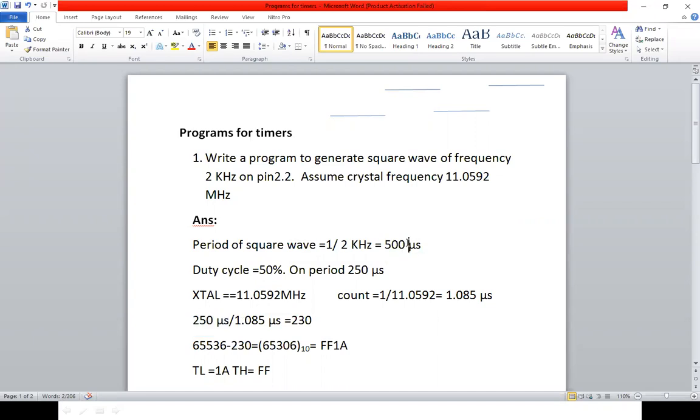We are not using the 500, because 500 is the total period of the square wave. So we do not divide 500 by 1.085.